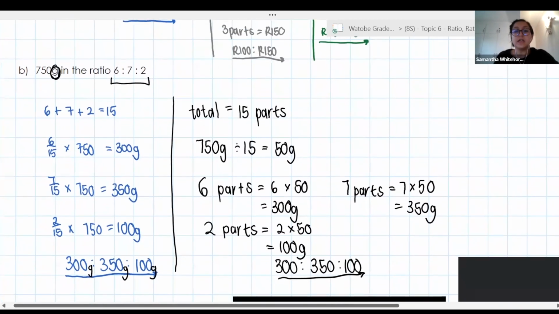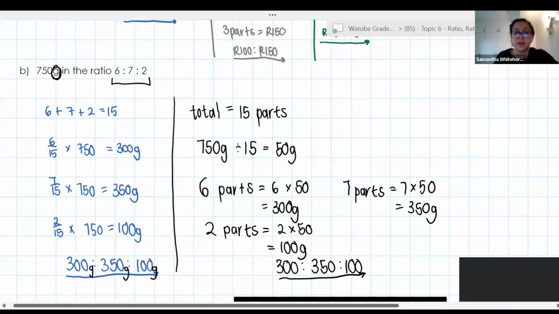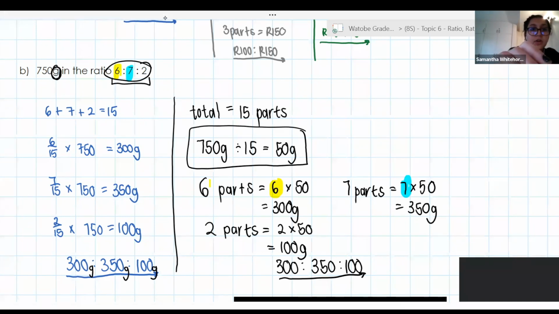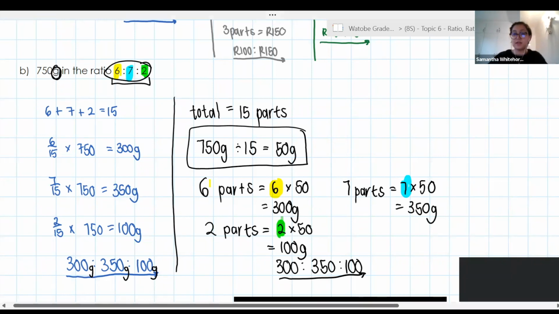All right, so if you aren't a huge fan of the fractions, that's fine. Work out your total, divide the total by the amount you're wanting to divide according to your ratio, and then you just multiply each part of your ratio with that value. So the 6 in my ratio, I times by the 6 parts, the 7 in my ratio, I times with the 7 parts, and the 2 in my ratio, I obviously times my 2 parts. Okay, so basically the same thing, but just set up slightly differently.